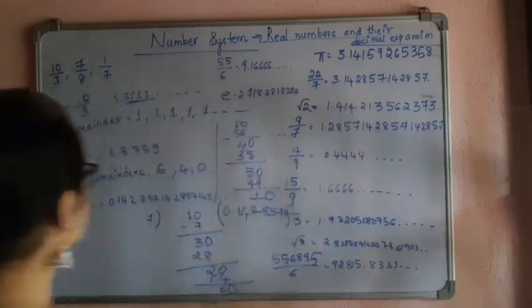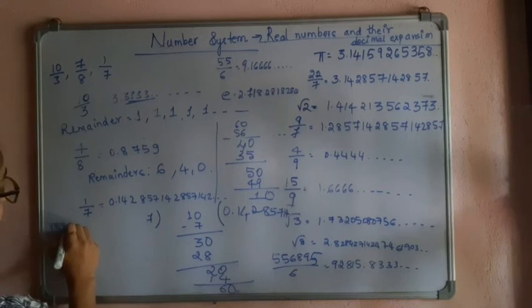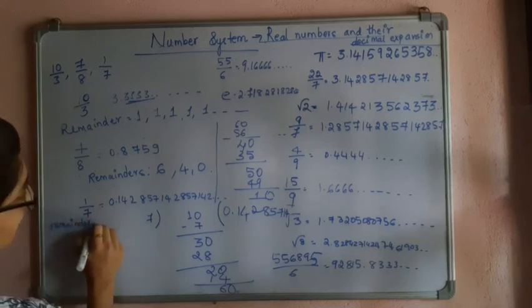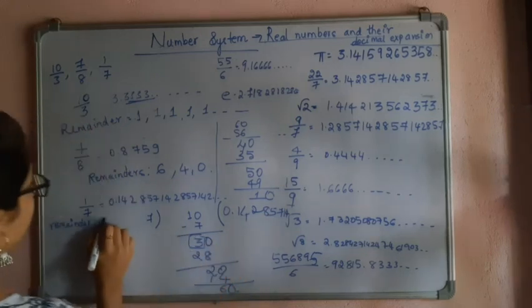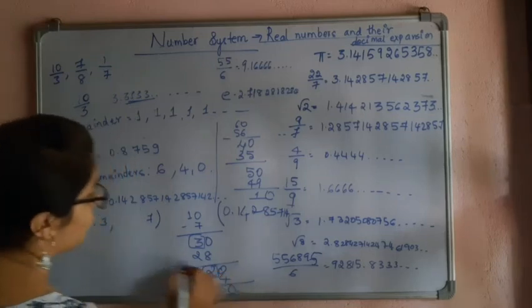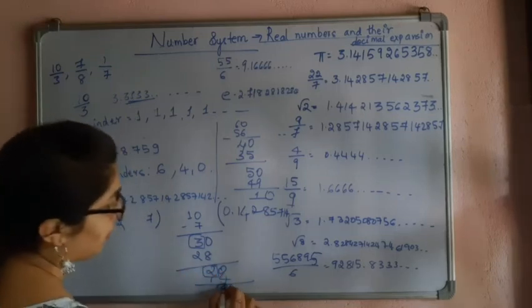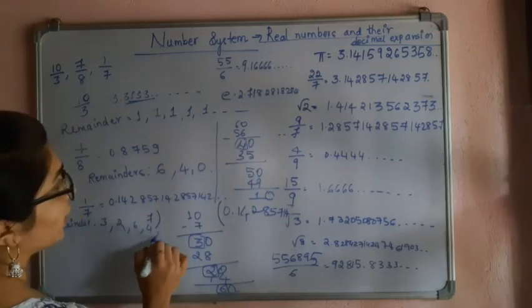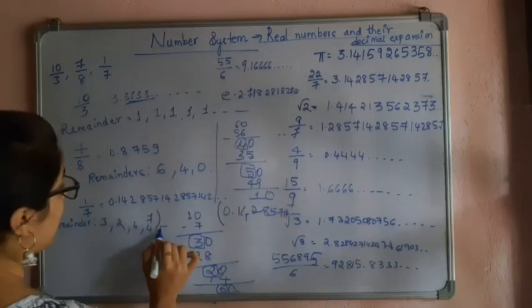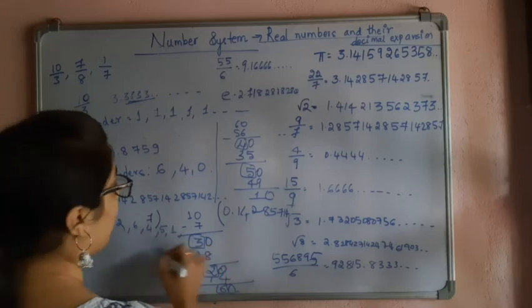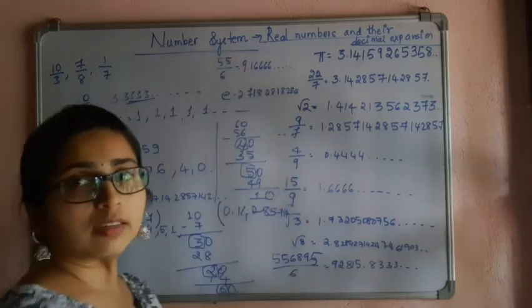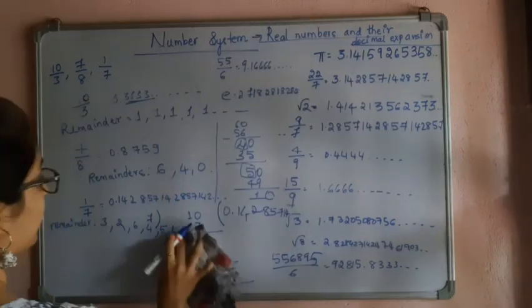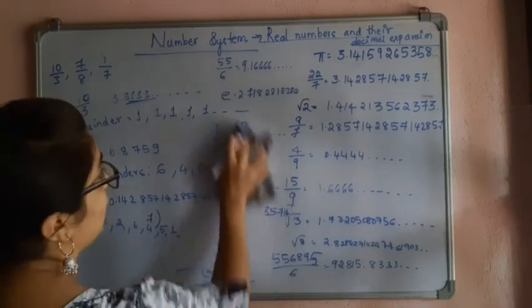Okay. So now we can say the remainders for 1 by 7. First remainder is 3. Next remainder is 2. Next remainder is 6. Next remainder is 4. Okay, next is 5 and 1 and 1. Okay, now again it starts repeating. So now I will erase this.